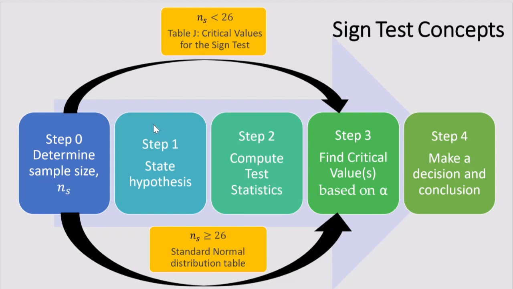Okay, the answer could be identified from step 0 over here. When the sample size is greater than or equal to 26, we would already use the normal distribution table. We only need table J when the sample size is less than 26.